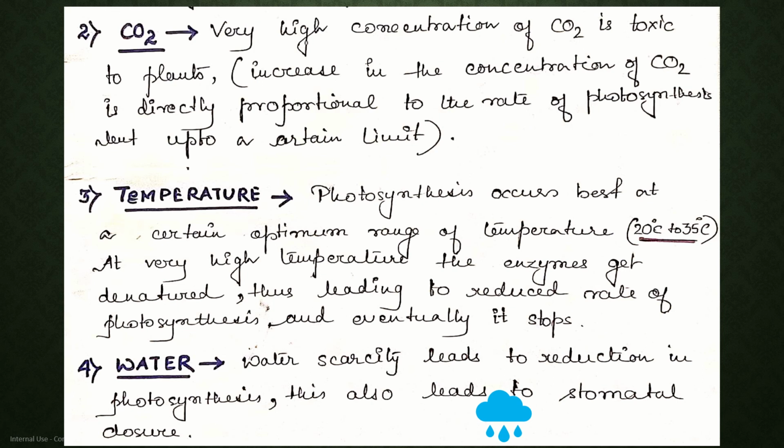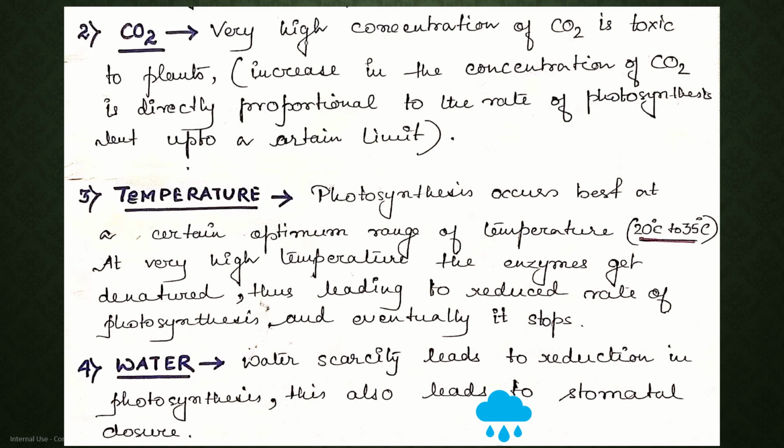That means what? Increase in the concentration of CO2 is directly proportional to the rate of photosynthesis, but up to a certain limit. After that, what will happen? There will be toxic reactions in the plant body. Alright? This will ultimately do what? Beyond a certain limit, CO2 will start to accumulate in the plant, and this will lead to slowing down of the process. Okay? Next, we are talking about temperature.